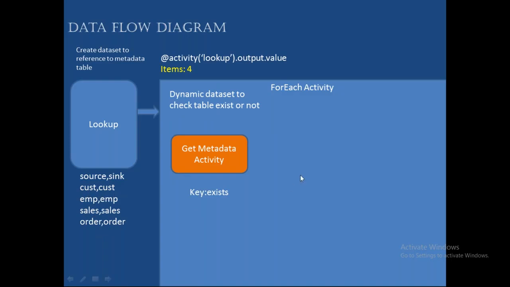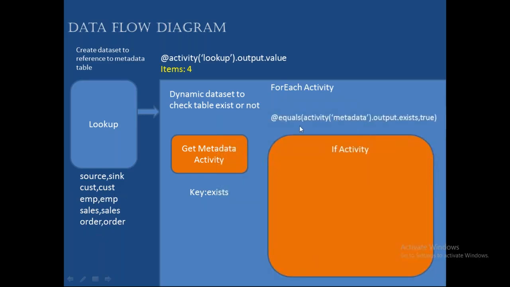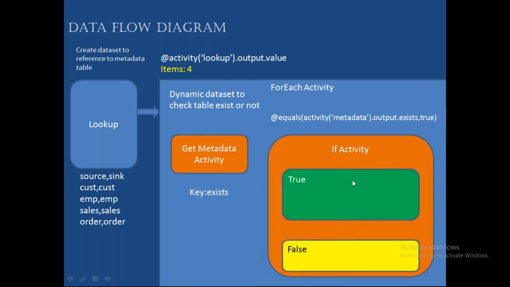It will check, and that result it will send to the if activity. The if activity will check whether the exist parameter returned true or false. If it returned true, it will execute the true activities. If it returned false, it will execute the false activities. If it returned true, inside the true activity I will use the copy activity to copy data from the on-premise file system to Data Lake Storage Gen2. If it succeeded, I will update my metadata table saying that this particular folder was successfully loaded into Data Lake Storage Gen2. If it failed, I will just update the status as failed.